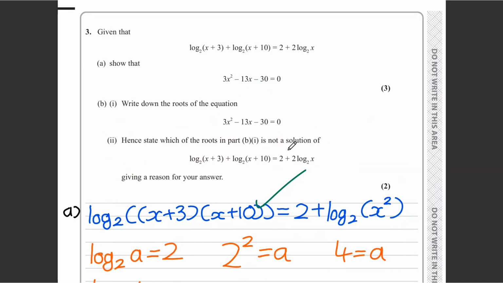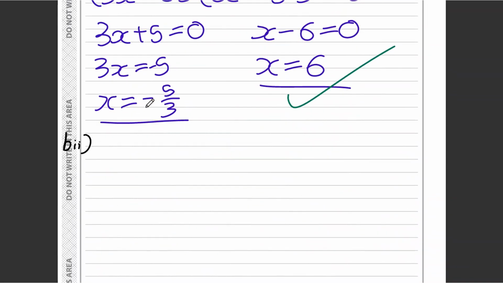Okay, and then for the second part of B, we need to state which of the roots in part B(i) is not a solution of this original equation up here. We need to give a reason for our answer. Now, the answer to this is where x is equal to minus 5 over 3. x cannot be equal to minus 5 over 3.